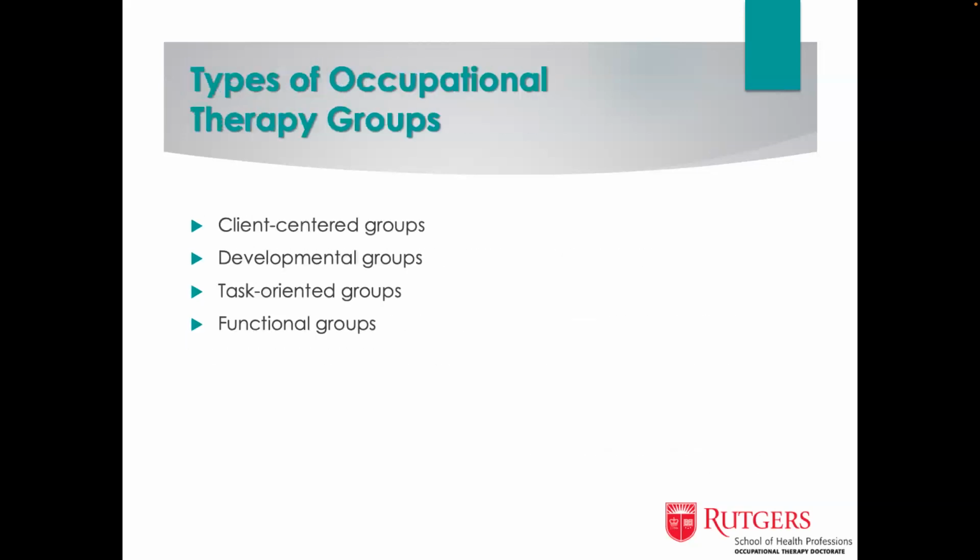Types of occupational therapy groups include client-centered groups, developmental groups, task-oriented groups, and functional groups. So all groups have a purpose and they all have their own goals that you're working toward. So what are these types of groups?